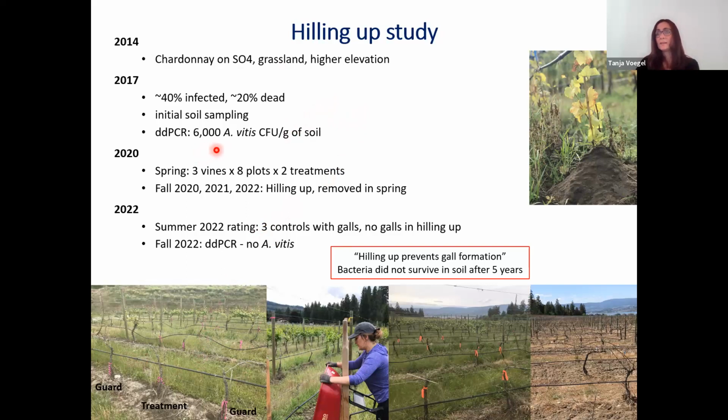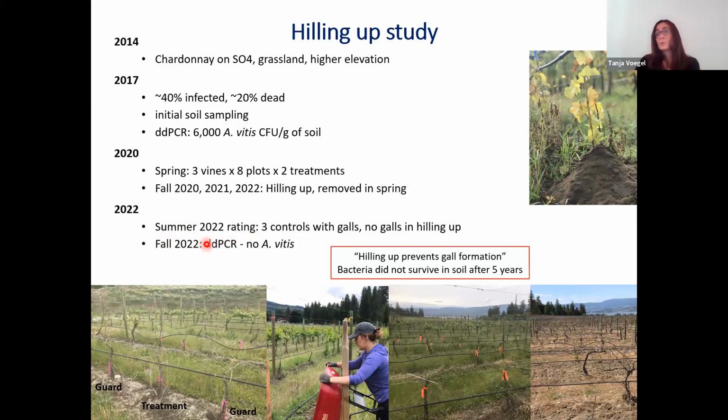In 2020, we took out vines, always in sets of 3, and those vines were dead. So those were removed, and we planted new vines. Again, we had guard vines on the outside and a treatment vine in the middle. And in fall of the years 2020, 21, and 22, we healed up the soil, and we did that just by moving the soil up to cover the graft union with the hand. And then in spring, the soil was removed again.